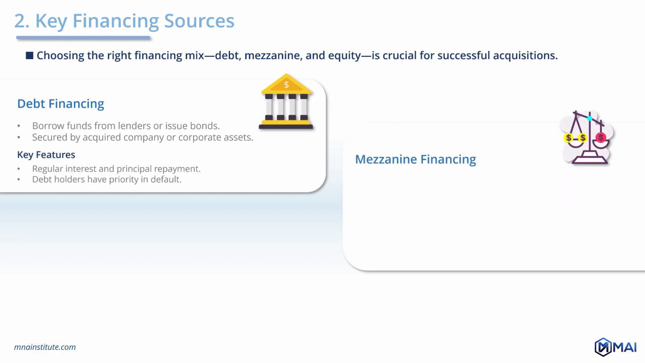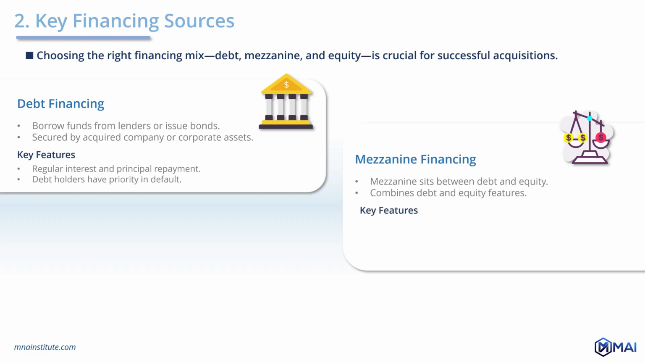Mezzanine financing: a flexible middle ground. Mezzanine sits between debt and equity on the risk spectrum. It often combines features of both. Debt elements can include regular interest payments and a fixed maturity date. Equity elements may involve kickers like an option to acquire a stake in the company in the future.